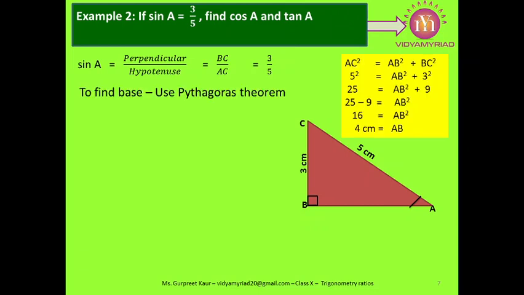So for finding the base, we can use the formula. On solving, we will get the base as 4 centimeters. Now we have to find out cos A and tan A. Now what is cos A? Cos is base upon hypotenuse and tan is perpendicular upon base. So cos A is 4 upon 5 and tan A is 3 upon 4.